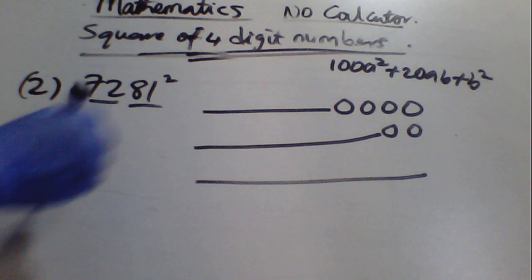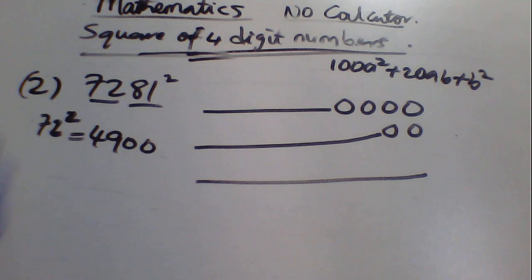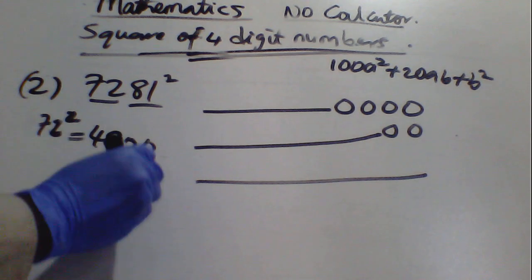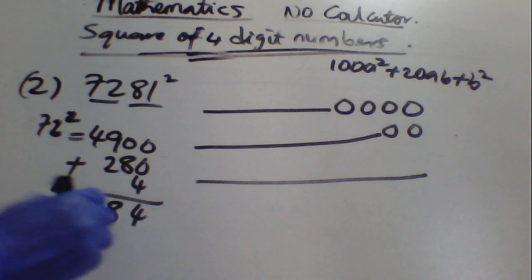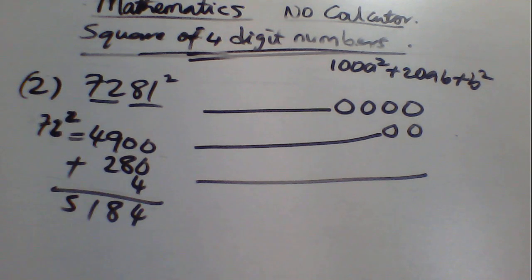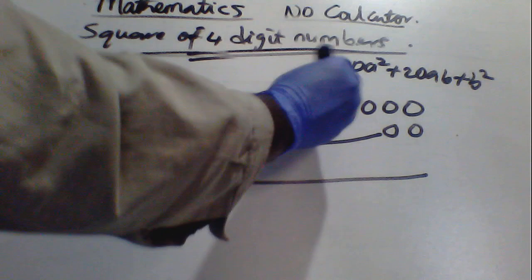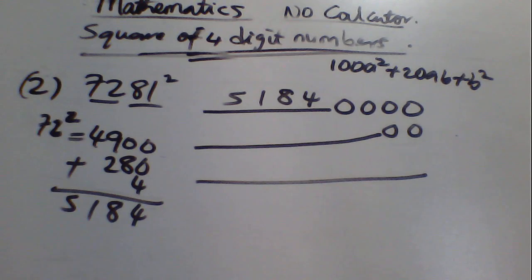So square the first one, you have 4,900. 7 times 2 will give us 14, times 20 will give us 280. Square the last one will give us 4. You add up, that gives us 5,184. So you start from back to right. Be very careful when you are multiplying. Any mistake, the answer, you are done for it.